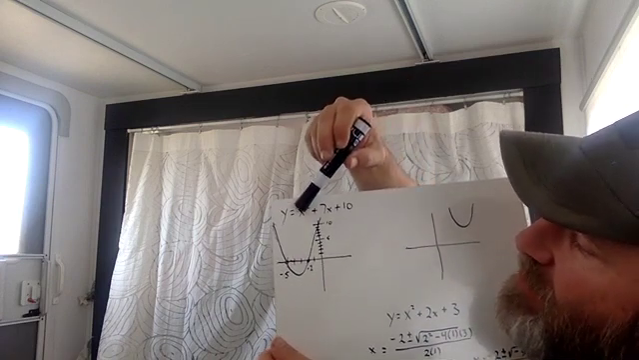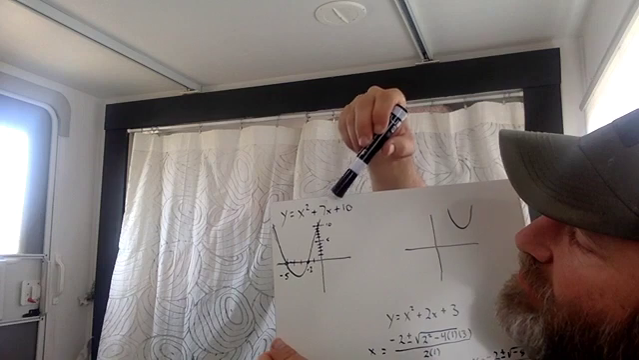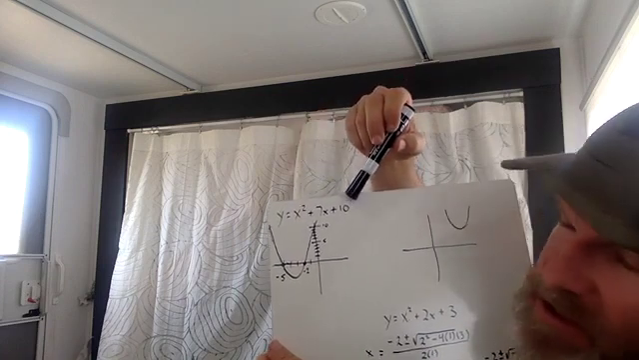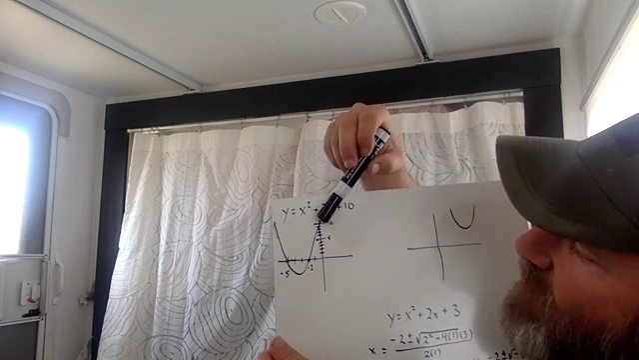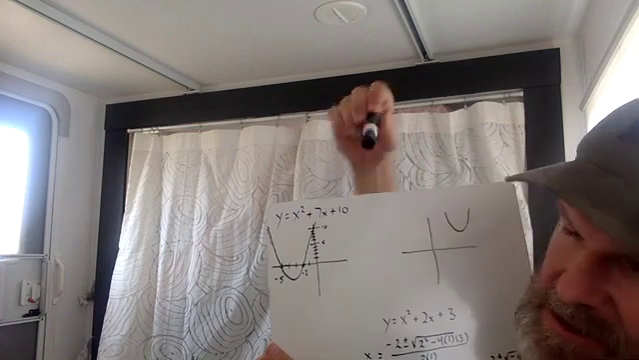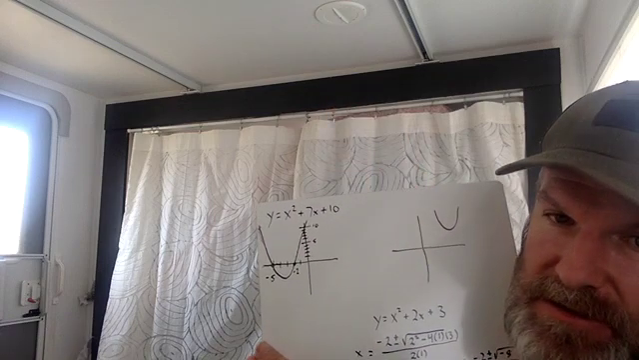So if we plug in a 0 for x, we get 0 plus 0 plus 10, y equals 10. So remember, the number that's by itself, C, is always the y-intercept. So the y-intercept is 10. Here's our x-intercepts. Here's pretty much what the parabola looks like that we just figured out the x-intercepts for.